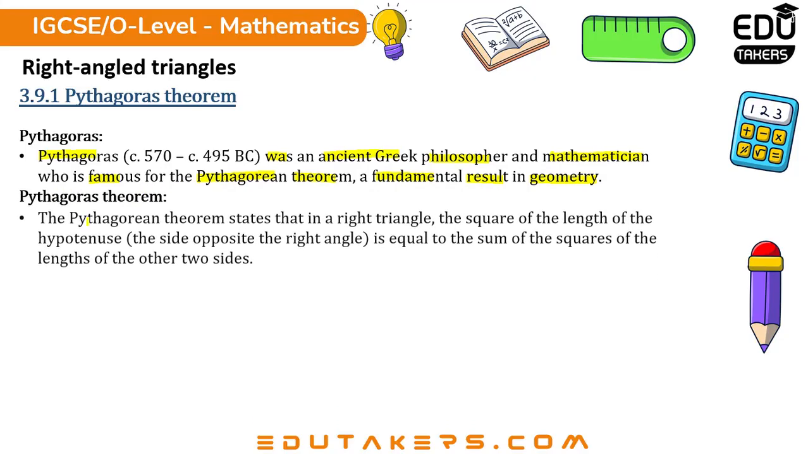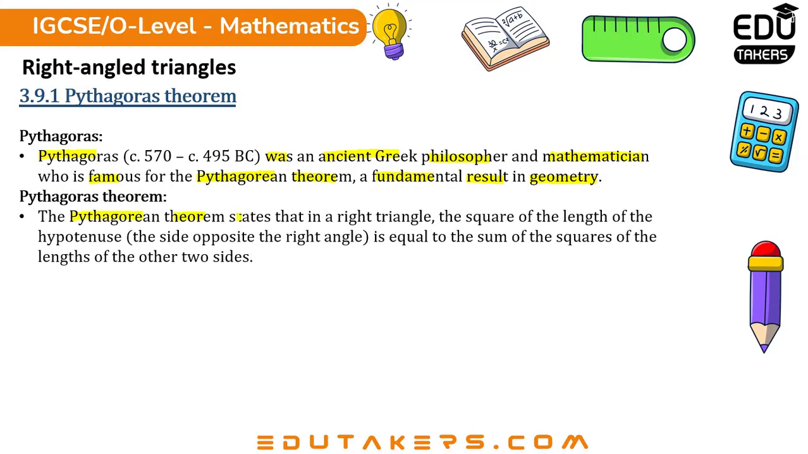The Pythagorean theorem states that in a right triangle, the square of the length of the hypotenuse, the side opposite the right angle, is equal to the sum of the squares of the lengths of the other two sides.